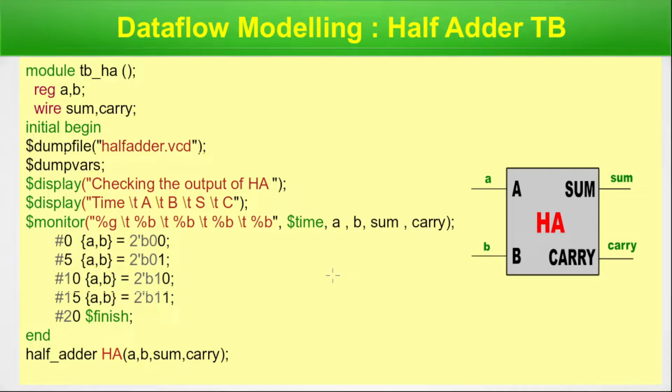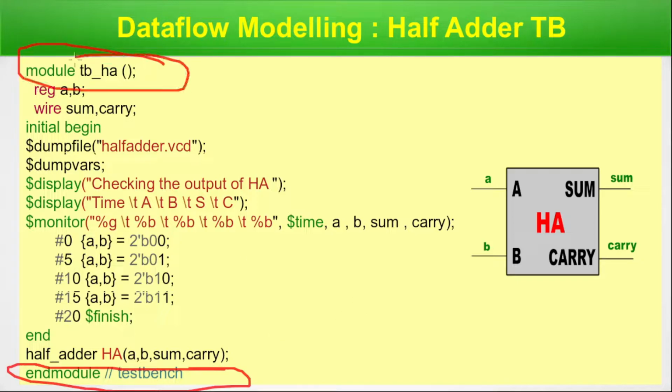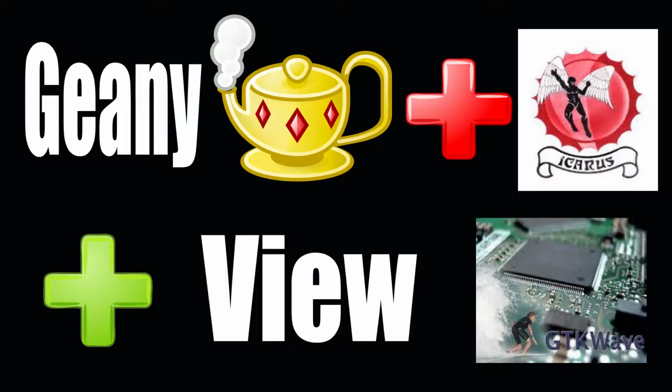So this is the significance of the range type of net, and here we end our module using the endmodule statement, and here we end our test bench. So that's the test bench. We are done with the test bench, and let's move on.